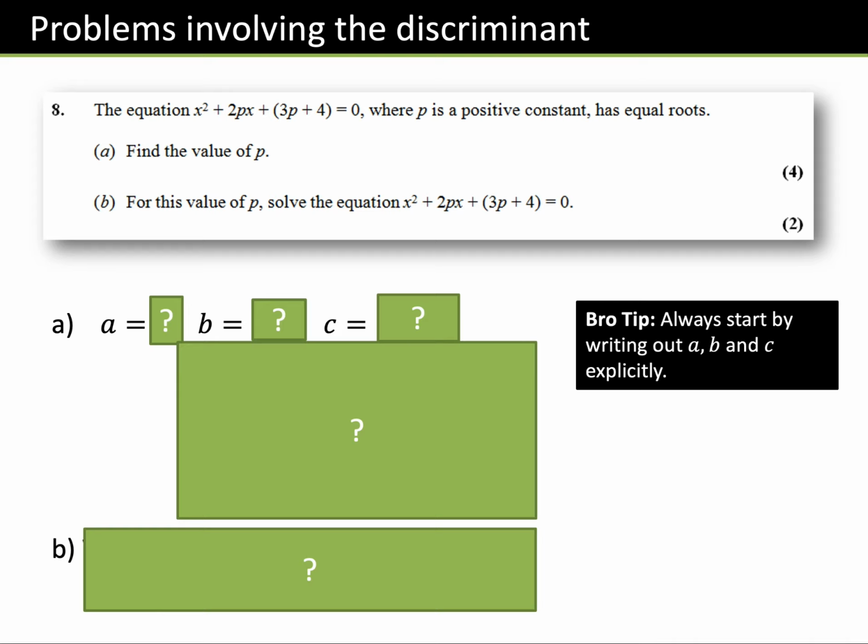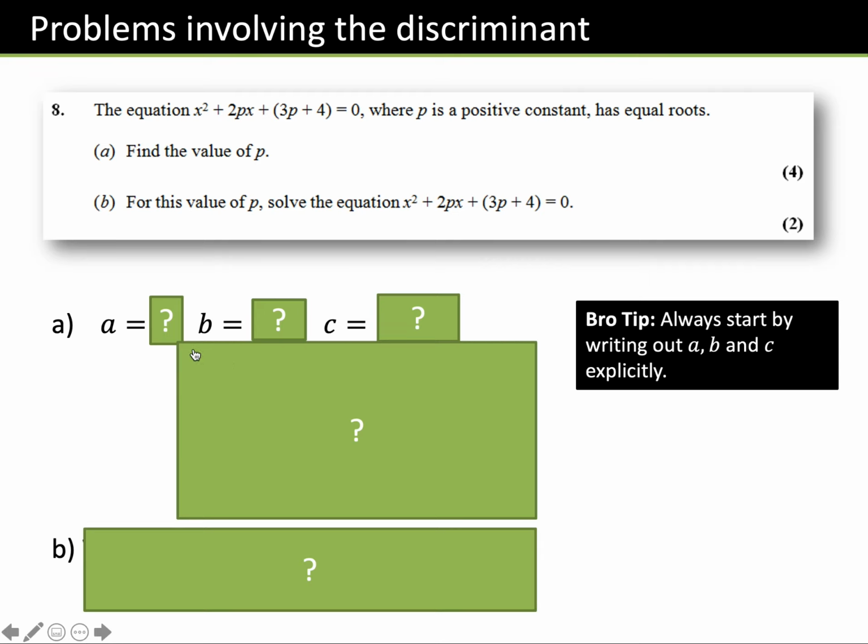Here is a typical IB question. The equation x squared plus 2px plus 3p plus 4 is equal to 0, where p is a positive constant, has equal roots. A, find the value of p. B, for this value of p, solve the equation x squared plus 2px plus 3p plus 4 equals 0.